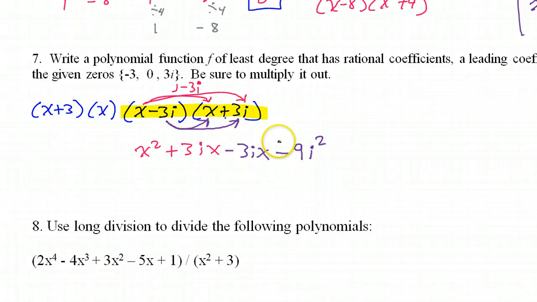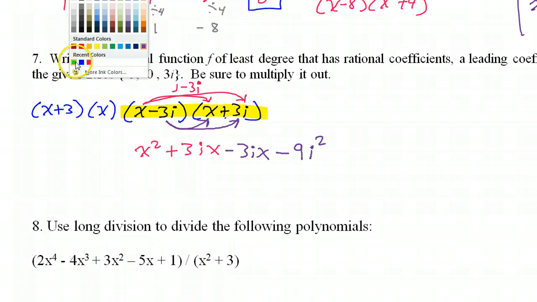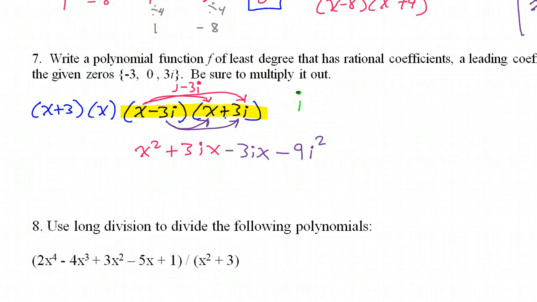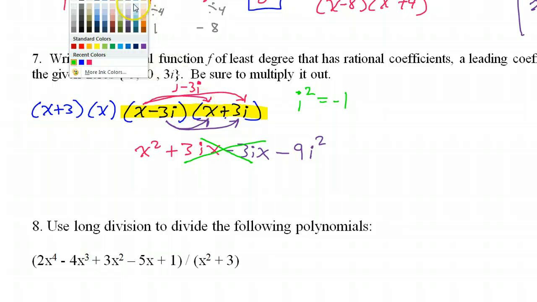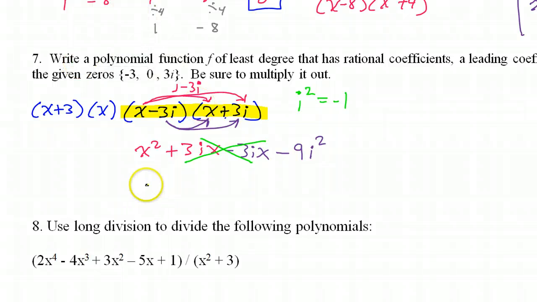Didn't he say something about i squared? Oh yeah. Mr. Burton taught us that i squared is equal to negative 1, so we shall not forget it. In the meantime, positive 3ix and negative 3ix cancel each other out. They're total opposites. Okay, so what I'm going to have is x squared, these are gone. Now, i squared is negative 1. So this is negative times a negative, so this will be positive 9. Okay, so that's what I get so far.